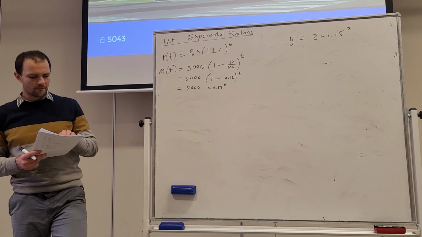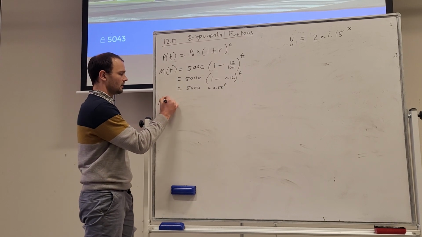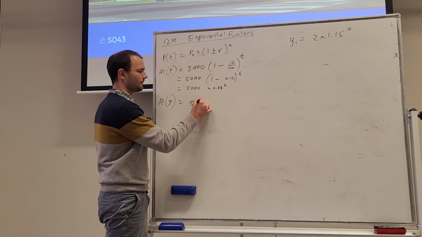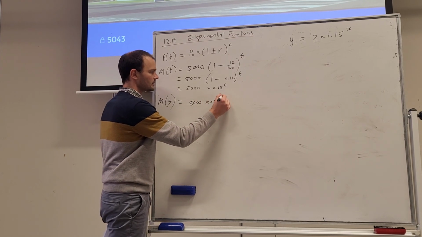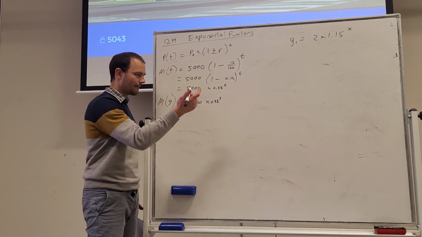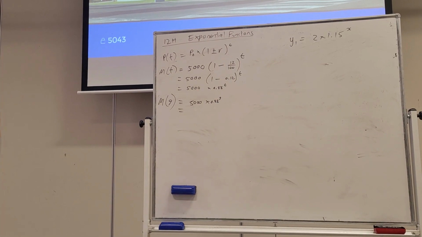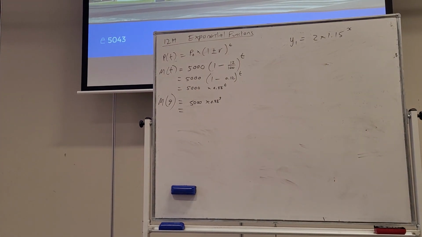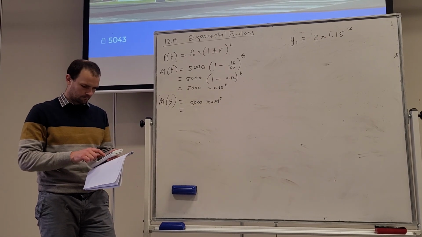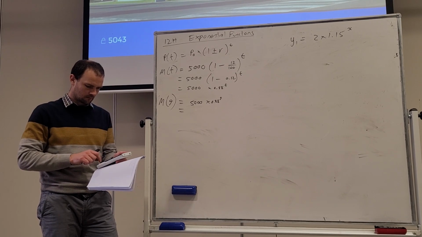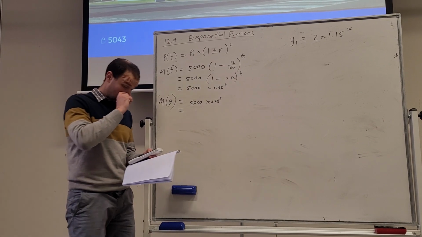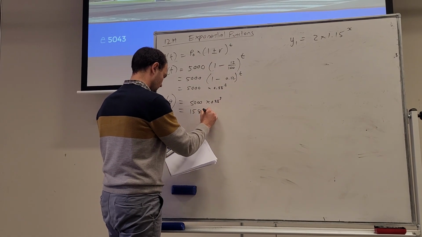How heavy will the pile of sand be after 9 years? So when time is 9, what is the mass of this pile of sand? It's going to be 5,000 times 0.88 to the power of 9. Okay, so we can get that from putting that into our calculator, or if we have the graph, we can trace along it and so forth. So, 1,582.3.